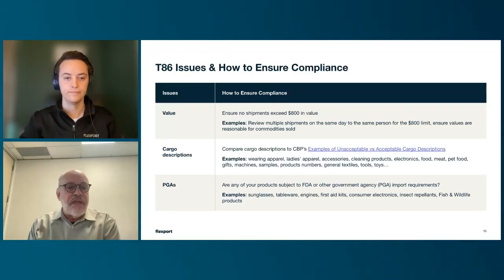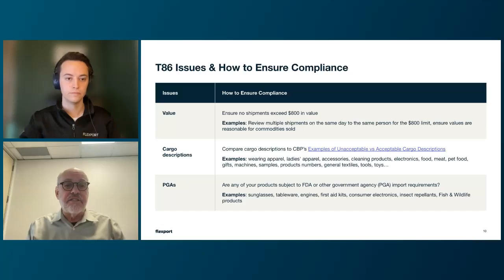The first one, a critical one and a fairly simple one to look at on its surface, is the value. The de minimis law says that it can be used for up to $800 per person per day. So the key there is the $800. The first thing we have to look at is if somebody bought a product that's, say, $900 and they tried to ship it on a Type 86 entry, that needs to be blocked, right? It can't go through a Type 86 entry.